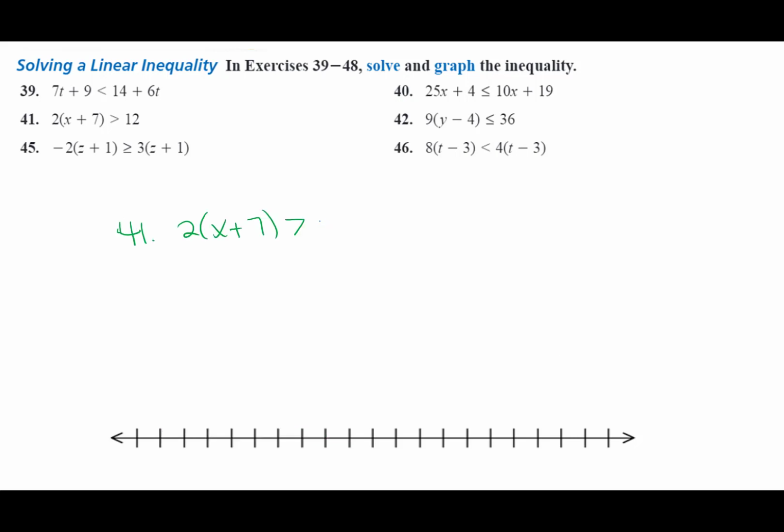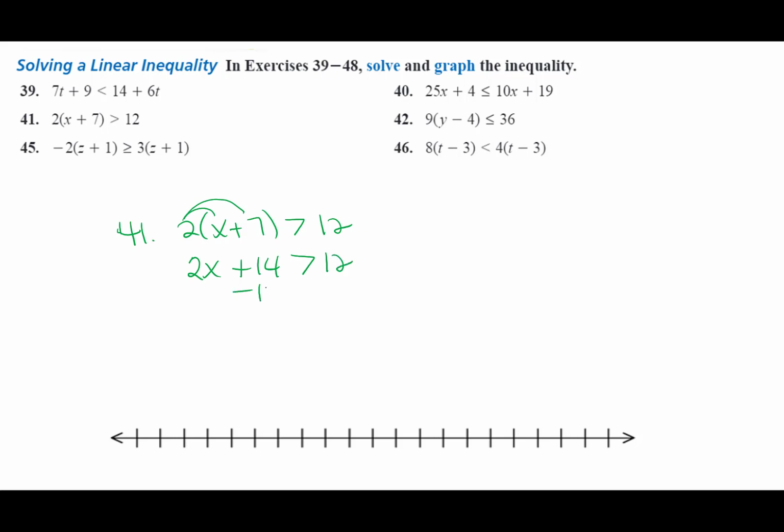It is 2 times the quantity x plus 7 greater than 12. Before you can solve this one, you need to first take care of the parentheses. And to do that, we're just going to multiply both the x and 7 by the positive 2. That's positive 2x plus 14 greater than 12.